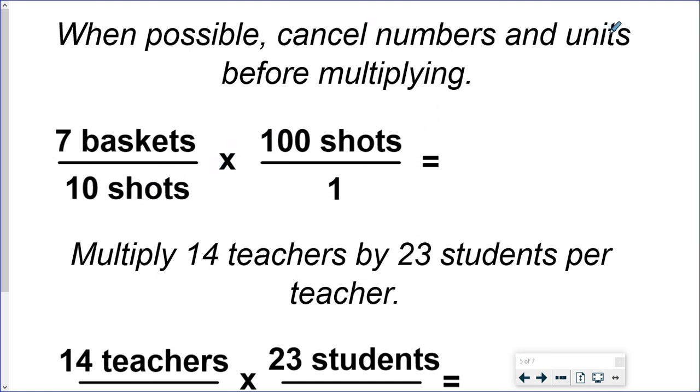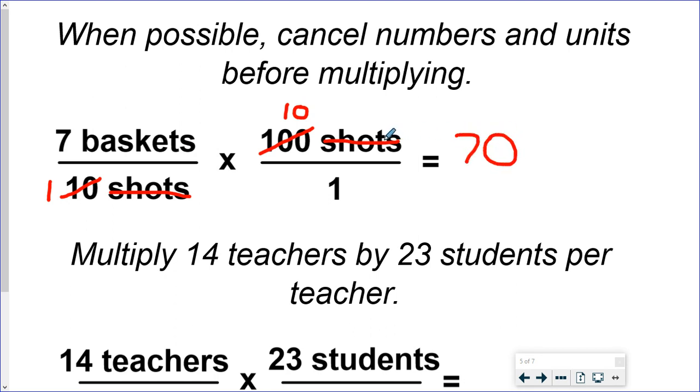First thing I want to do is get rid of my units. I've got the word shots here and the word shots here, so those can cancel out. I can also cancel out numbers, because 10 and 100 can both be divided by 10. 10 divided by 10 gives me 1, and 100 divided by 10 gives me 10. Now if I multiply the bottom, 1 times 1 is just 1. So now I have 7 times 10, which is 70.